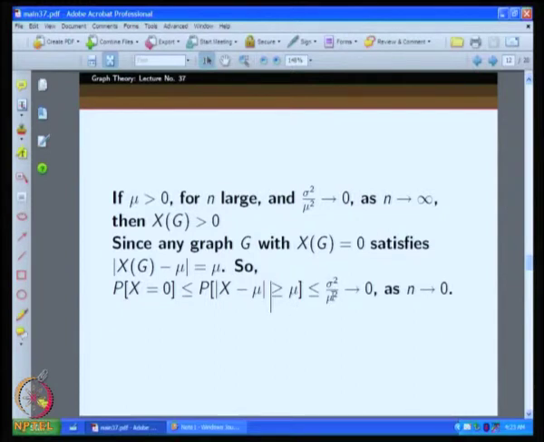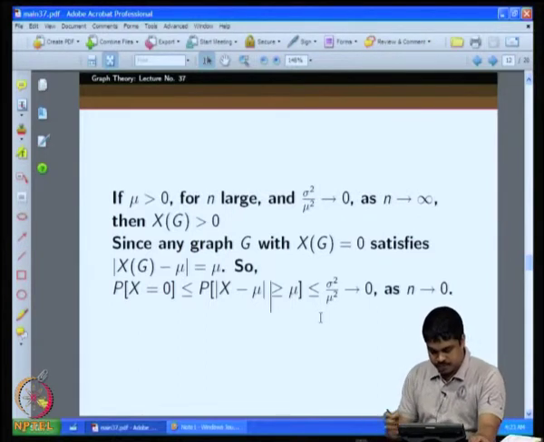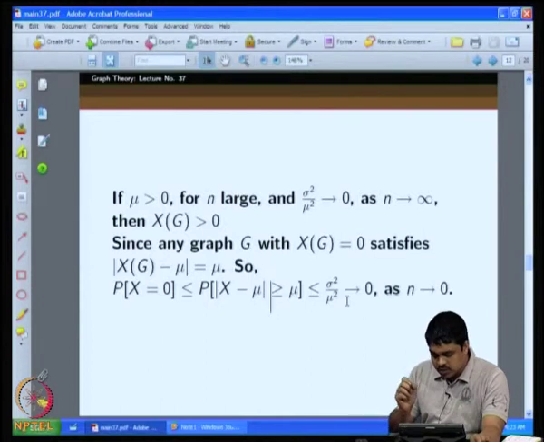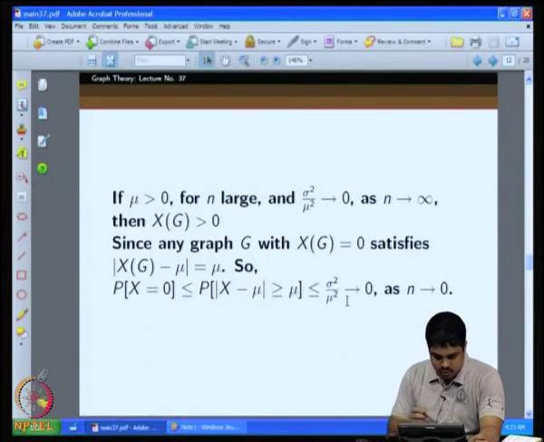So, sigma square by mu square, that is why we have sigma square by lambda square; instead of lambda we are putting mu here. Now the good thing about this inequality is that, to prove that the probability that X equal to 0 tends to 0, we just have to verify whether this is tending to 0.